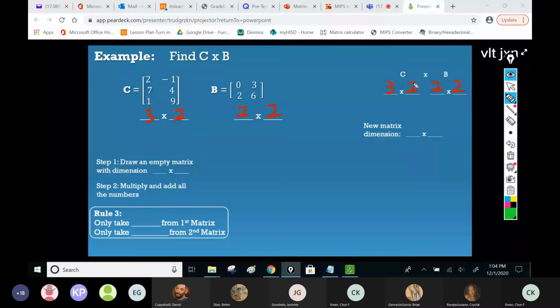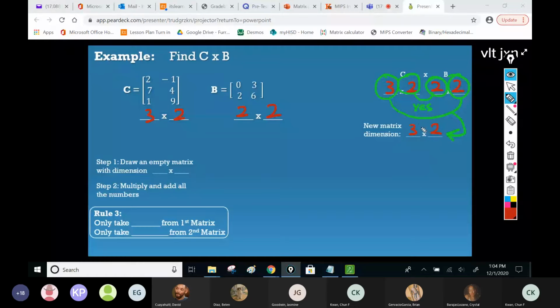To see the solution, look at the inner numbers. The inner numbers match. They are the same number. So yes, you do have a solution. And when you multiply them together, the new matrix will have a dimension of 3 by 2, the outer numbers.